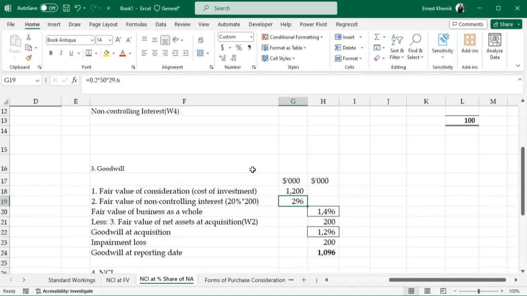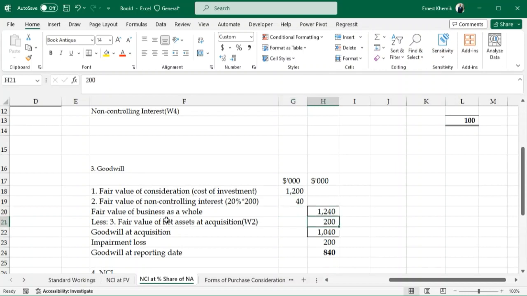So I'm going to have 0.2 multiplying the 200 here. This is how the share of the net assets method of measuring NCI works. This is how it works. All right, so that's what we are doing.